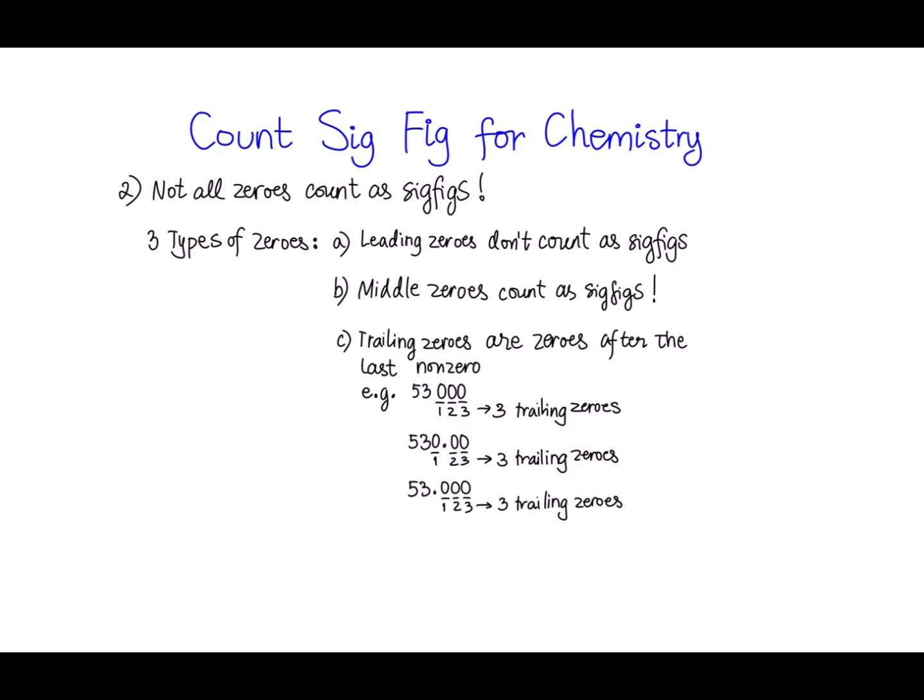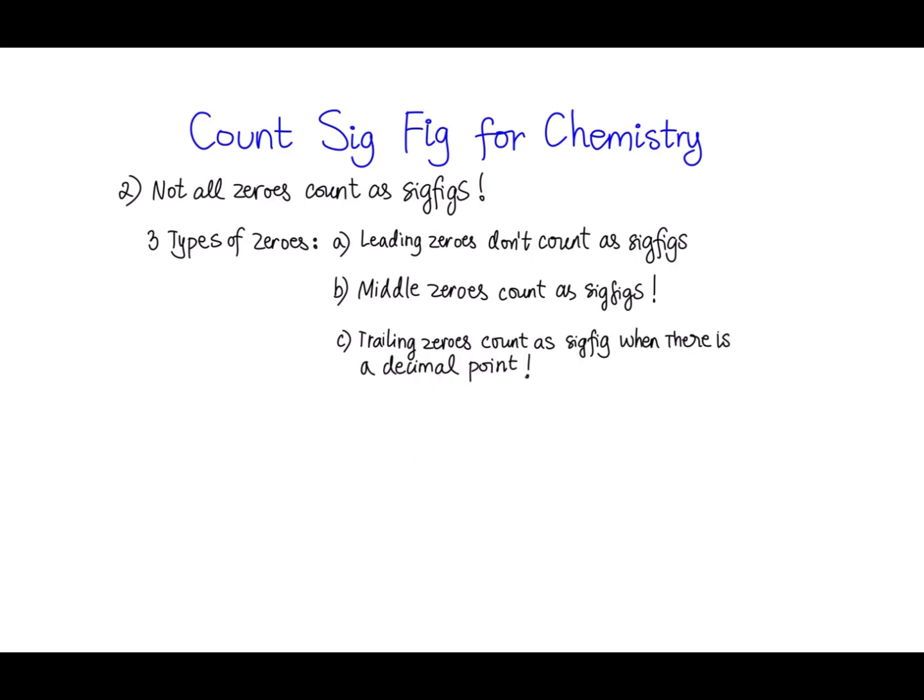Another example, let's say if you have 53.000, then the 3 zeros after the number 3 are considered trailing zeros. In this case, these 3 trailing zeros just happen to be after the decimal point. But it doesn't matter if it's after or before the decimal point. As long as it's after the last non-zero digit, they're considered trailing zeros.